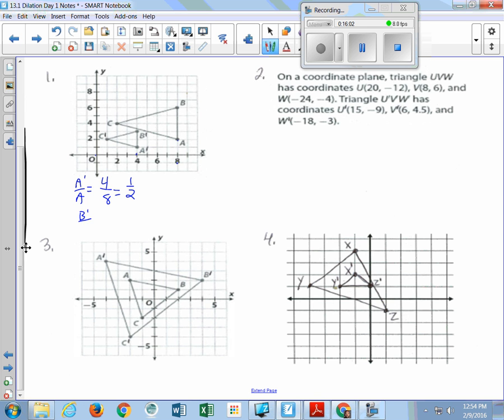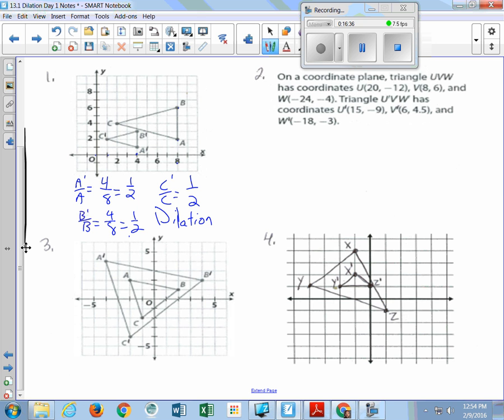B prime over B. B prime is at 4. And B is at 8. That is 1/2 again. C prime over C. C is at 1. Or excuse me, C prime is at 1. And C is at 2. And that is 1/2. So this is a dilation, because all ratios are equal.